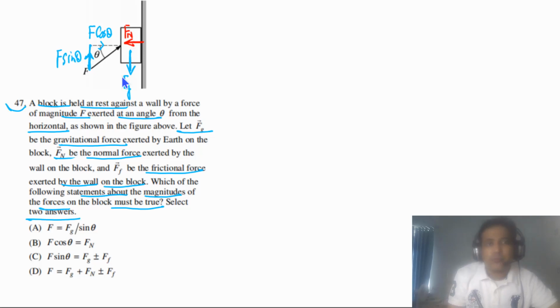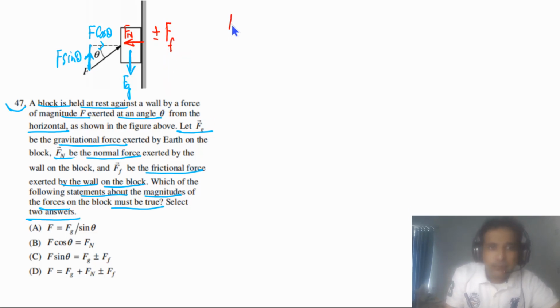And the frictional force can be upwards, frictional force can be downwards. If the block has tendency to go up, frictional force will be down. If block has tendency to go down, friction force will be up. So frictional force we can simply write down. It can be up or it can be down. So simply we can write down this is plus minus F.